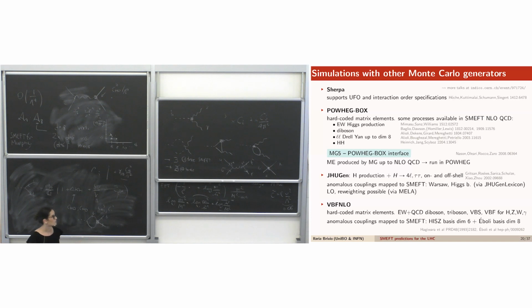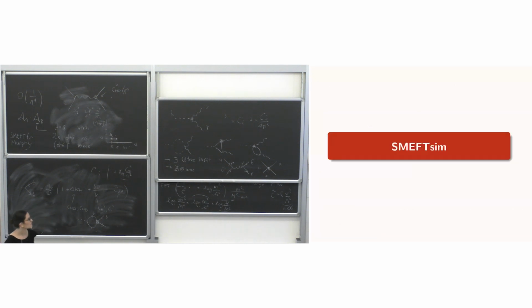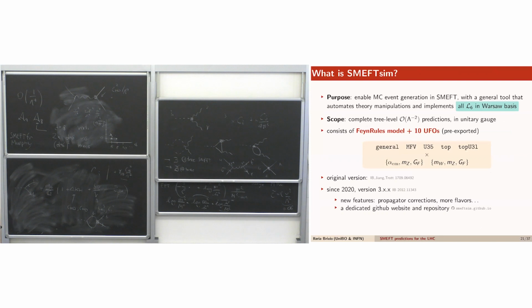Sherpa in principle supports UFO as well, but I've never seen analysis done with that. And then there are a couple of other codes that are used by specific groups for partially historical reasons, but that are used to do this kind of analysis and also to cross-check MadGraph results quite often. Okay, I don't want to go on too long about SMEFT-SIM because I'm not here to advertise, but I just want to showcase a couple of things.